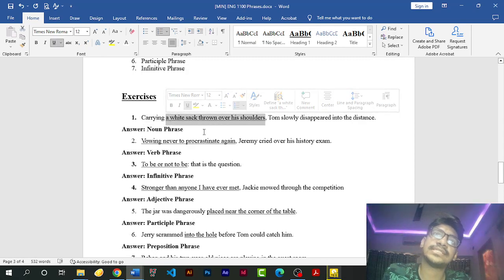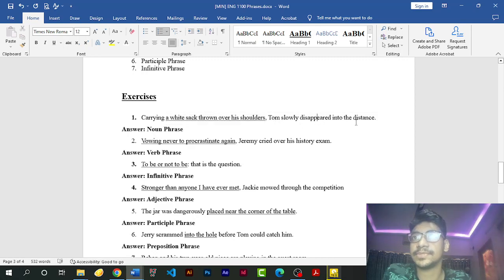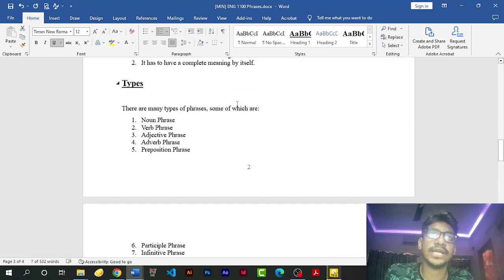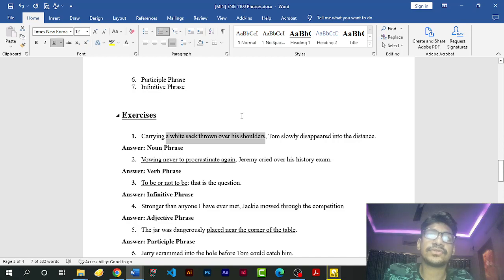So what was Tom carrying when he slowly disappeared into the distance? He carried something. He was carrying something. Whenever it is something or someone, it is always a concept, a thing, or a someone, so it is always a noun or a noun phrase. If it's just a single word, it's a noun, and if it's more than one word and it makes complete sense on its own, as we talked about with the 2 criteria above, if it satisfies those 2 criteria, then it is called a noun phrase, not a single noun.